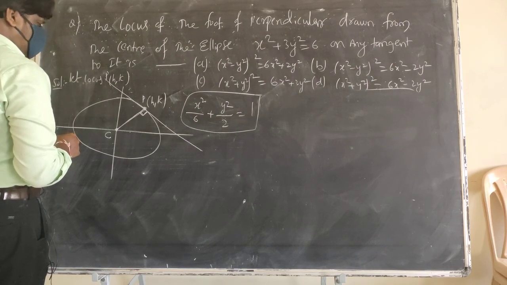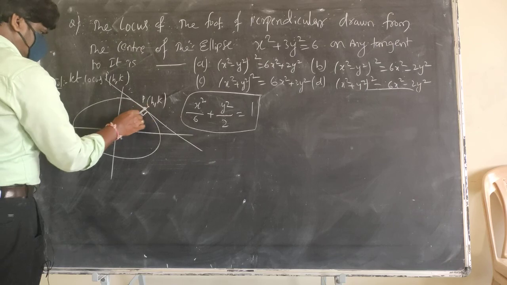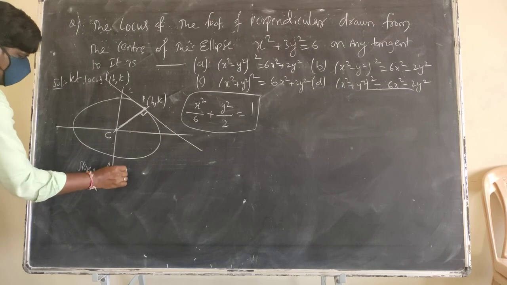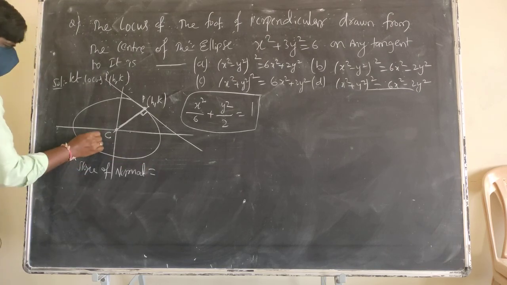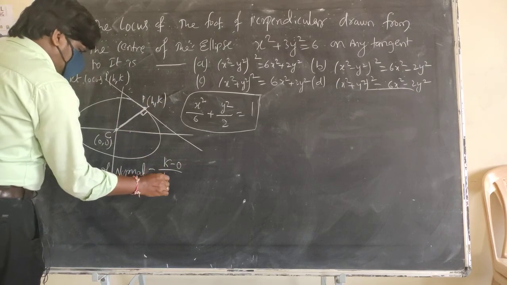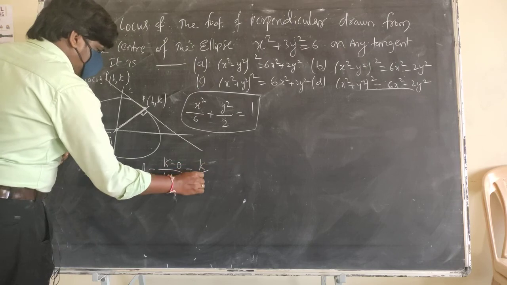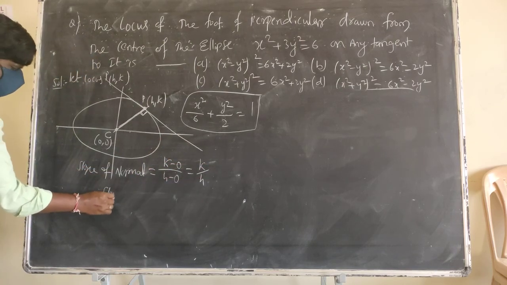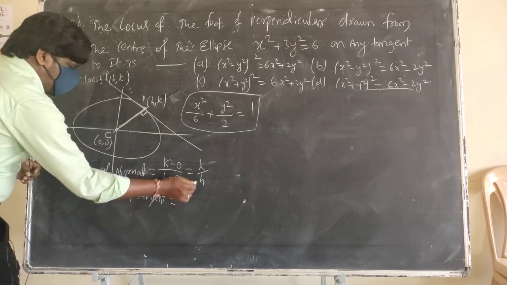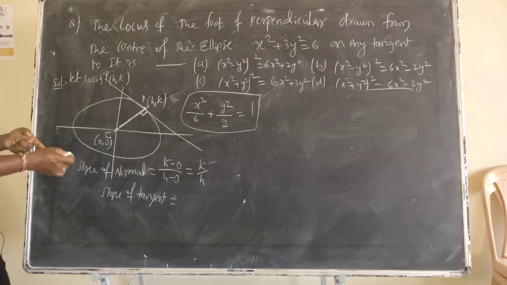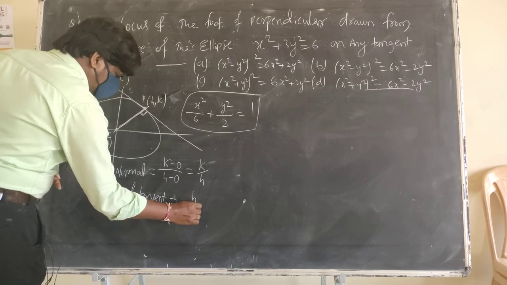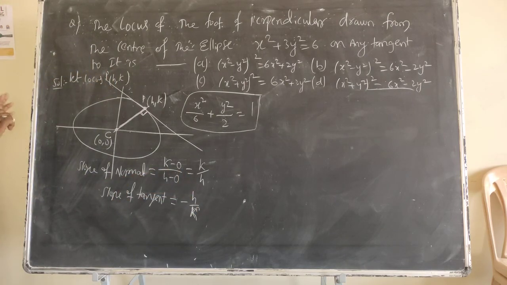So h comma k is what you have taken. This perpendicular line is the normal. So slope of normal: the two points are the center 0 comma 0 and h comma k, so y2 minus y1 by x2 minus x1. Slope of the normal is k by h. Then the slope of the tangent will be the negative reciprocal, so minus h by k. So you got the slope of the tangent.